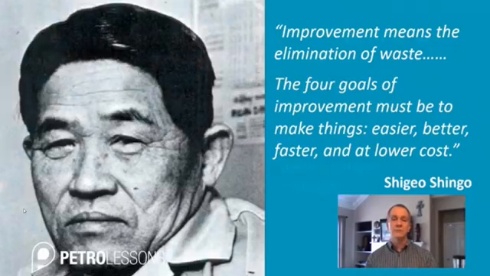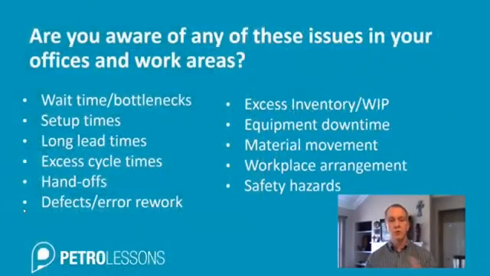Now, you might have certain issues in your office or your work area, and I want to ask you about some of these and say, do you have any of these? Are there bottlenecks or wait times in your area? Do you have setup time issues? Are there long lead times? What about defects and errors? What about excessive inventory, equipment downtime? Is there excessive movement of material or paperwork? What about the layout of your work area? Are these things something that you could say, well, we have some of those?